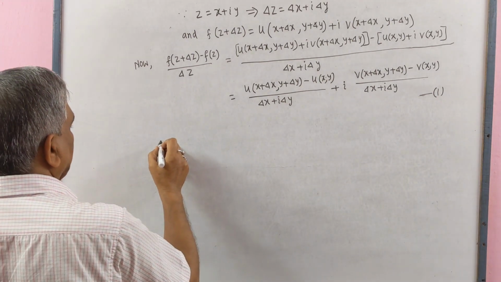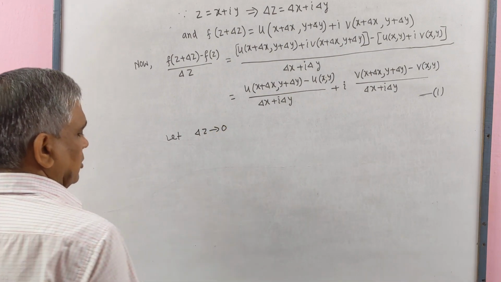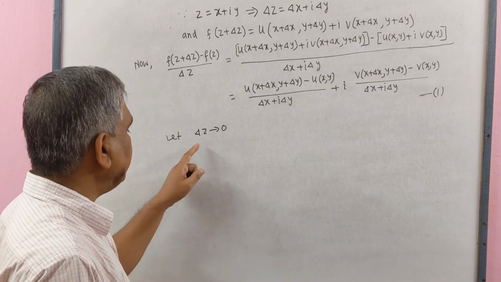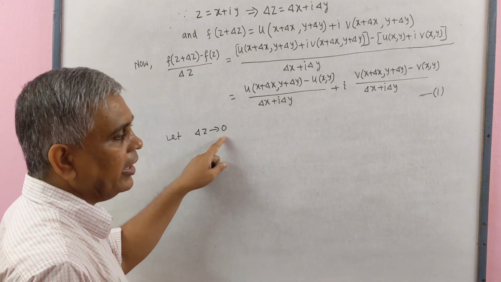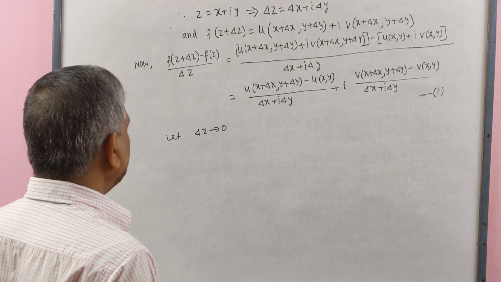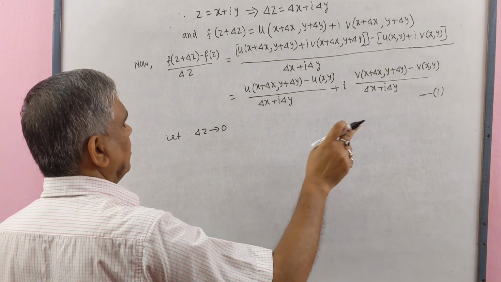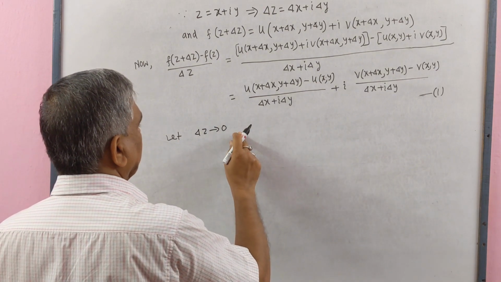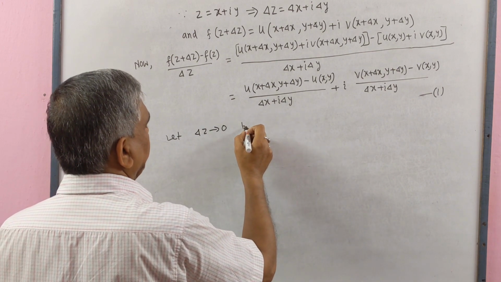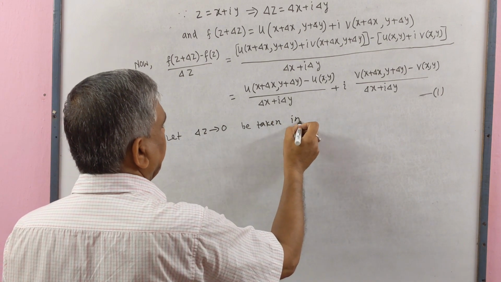Now let delta z tend to 0, as we have stated that delta z tends to 0 in any manner, in any direction. Let the increment be along the x direction. Let delta z tends to 0 be taken in any manner.